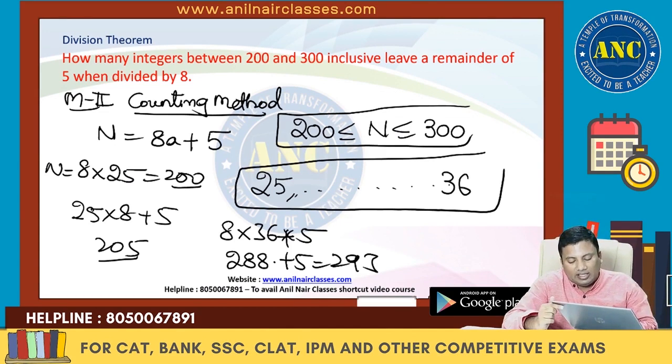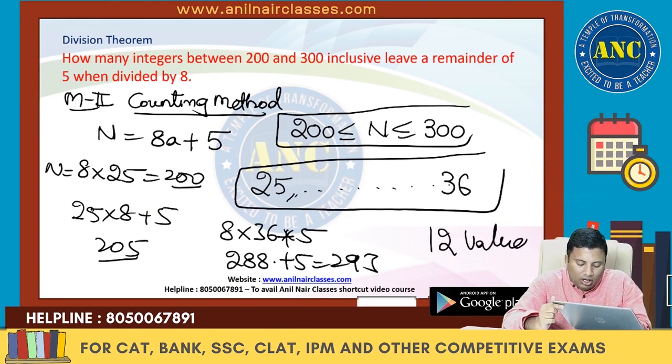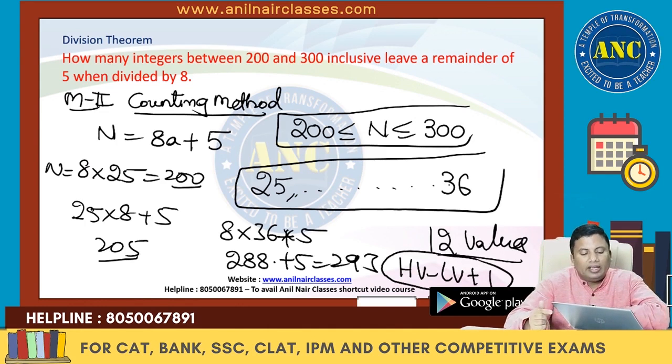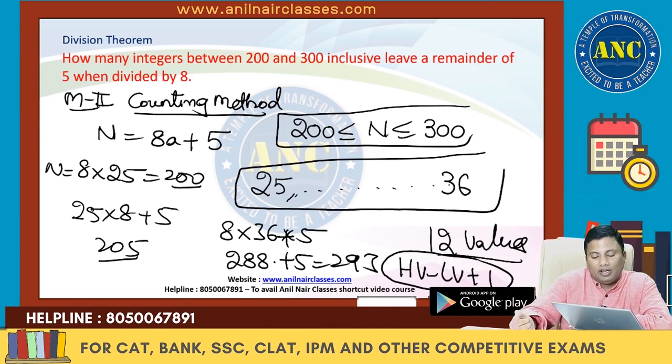25 to 36 is nothing but a total of 12 values. How did you get 12 values? Higher value minus lower value plus 1. Are you with me? Right? Higher minus lower plus 1.